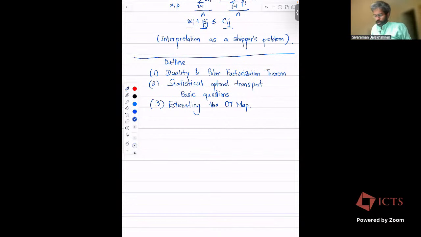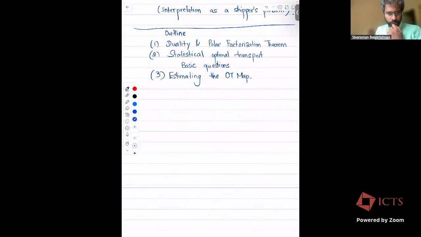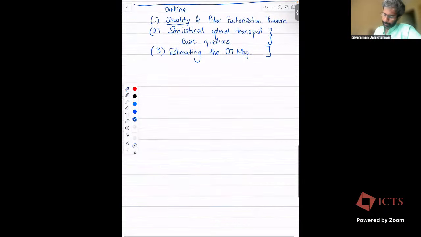Okay, so then I'll tell you quickly the outline for today. We'll start off with, I'll tell you a little bit about a different way to think about the optimal transport setting. It's called the polar factorization theorem. And then we'll spend most of today on duality. We'll derive some of these very useful and basic facts about the dual of the optimal transport program. And then we'll start talking about the setting of statistical optimal transport. We'll talk about what are the basic questions. And then maybe if we have some time, we'll get to this last topic, which is how do you estimate the optimal transport map from samples?